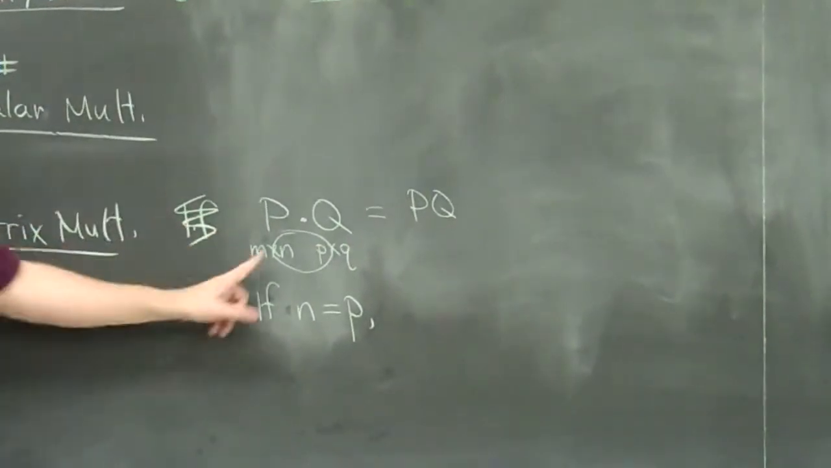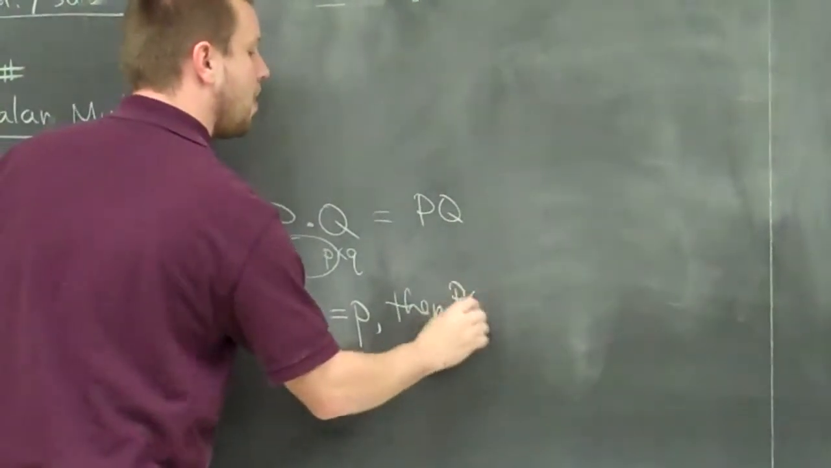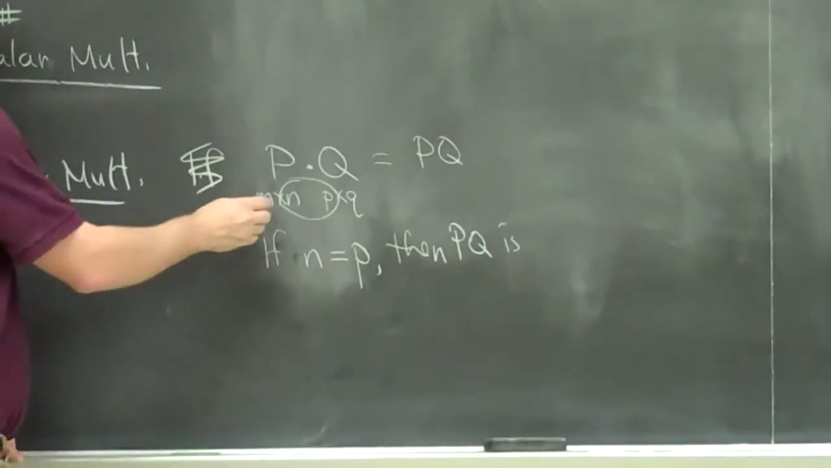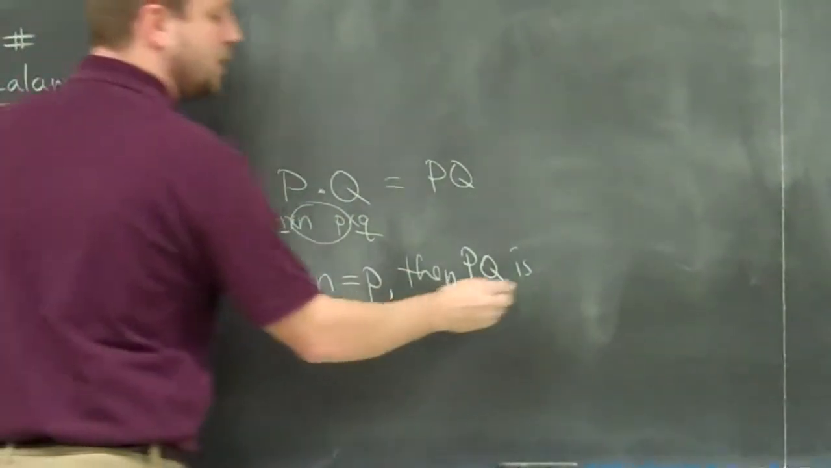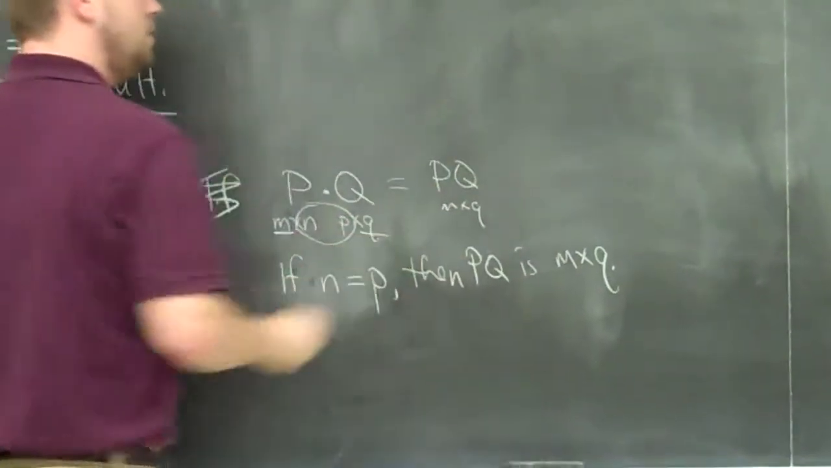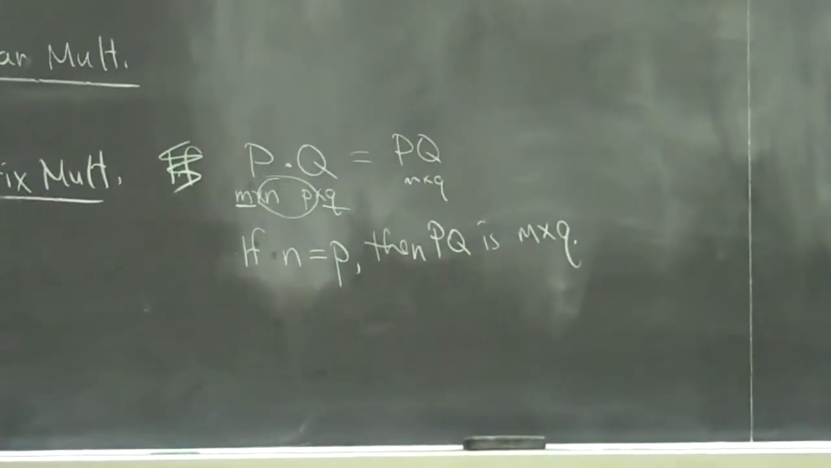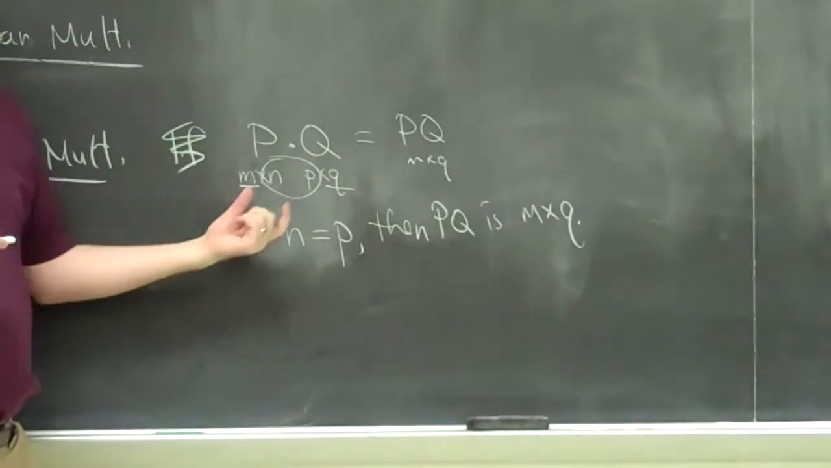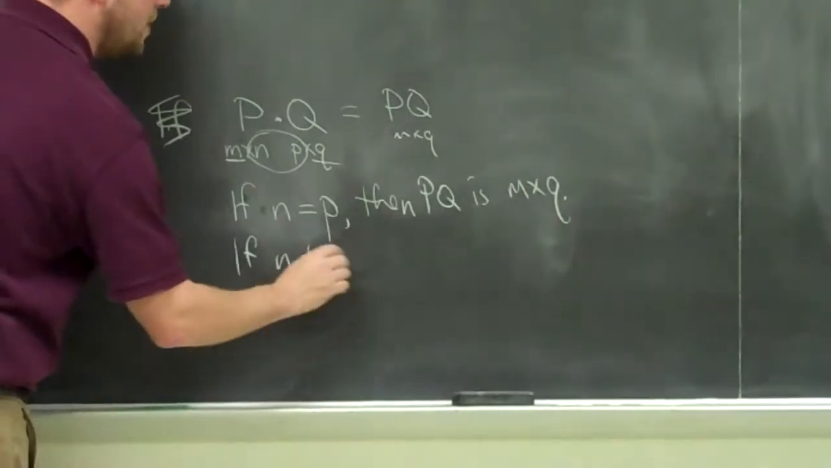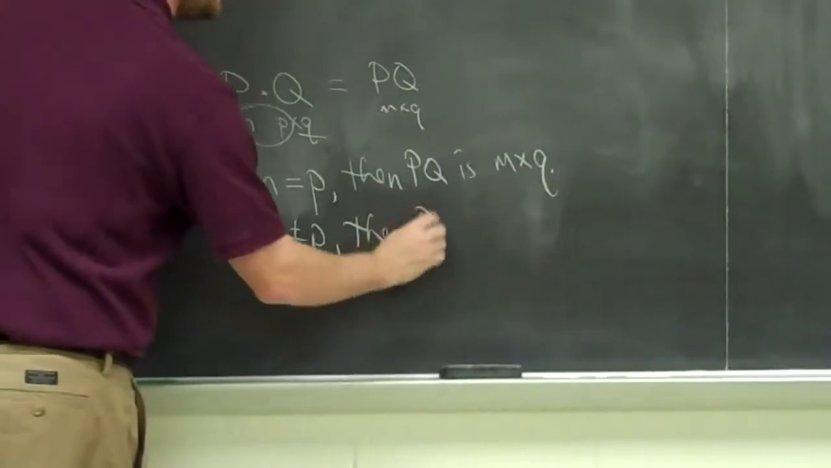If those two numbers really are the same, then PQ is an m by q matrix. That's an m by q, only under the condition that the two numbers are the same. Does that work? We'll play with it, don't worry. If the two numbers in the middle are not the same, then PQ does not exist.